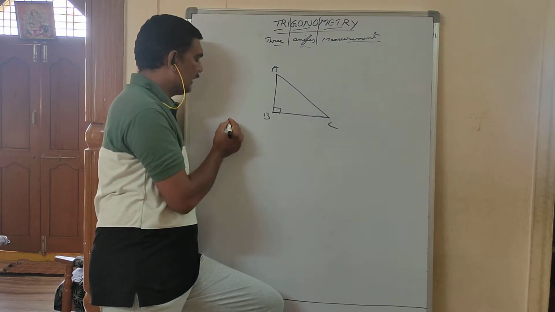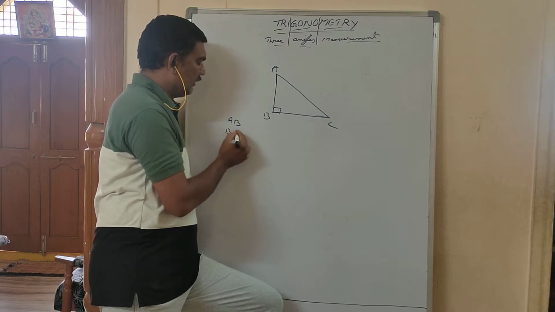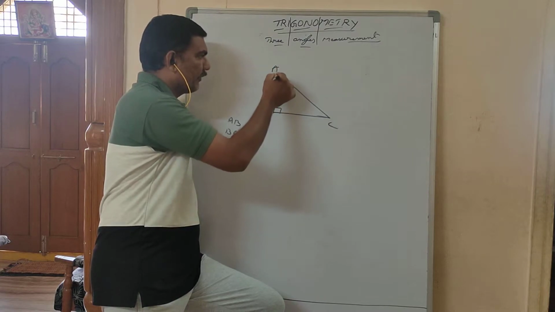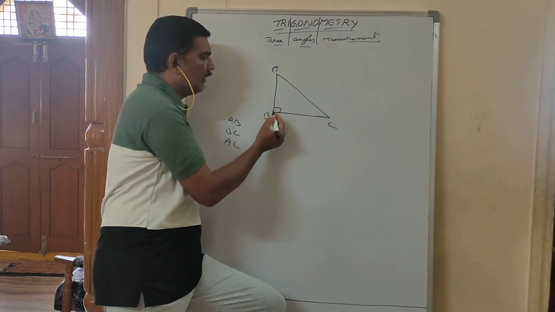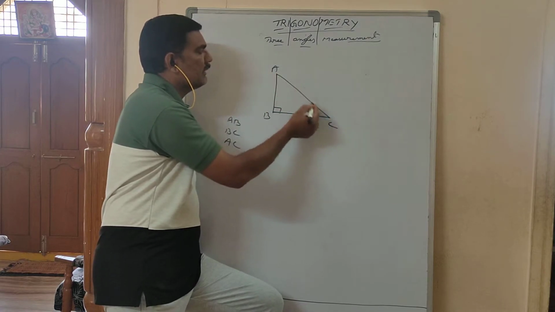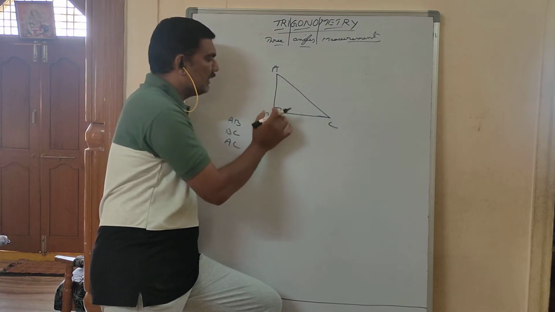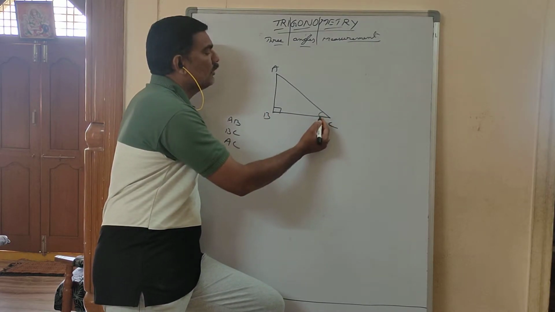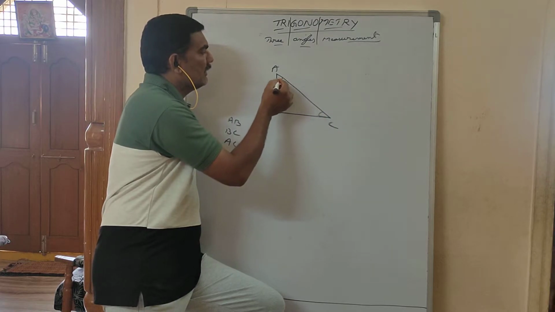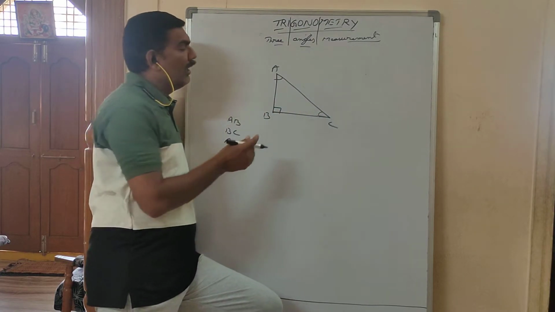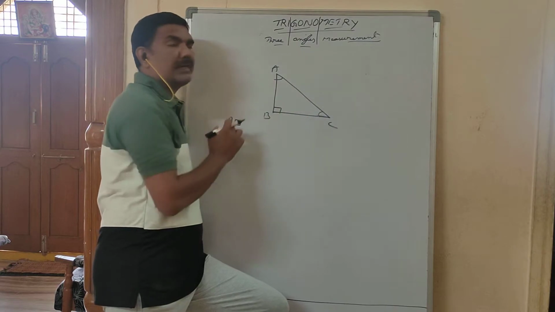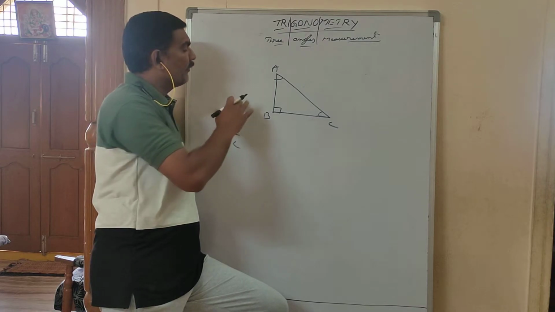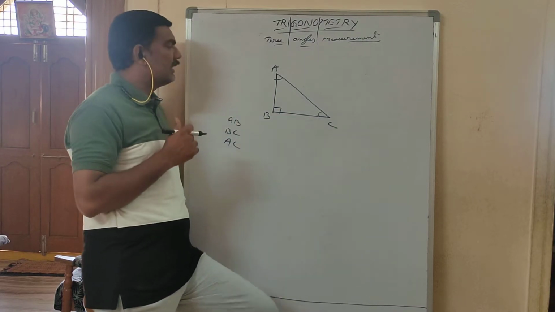See here, three sides are there. AB is one side, BC is one side, AC is one side. AB is one side. This line segment AB is called side. BC is one more. AC is one more. How many sides are there in this right angle triangle? Three. Next, angles. So this is angle C, this is angle A, this is angle B. How many angles are there? Three angles. Three angles, three sides.